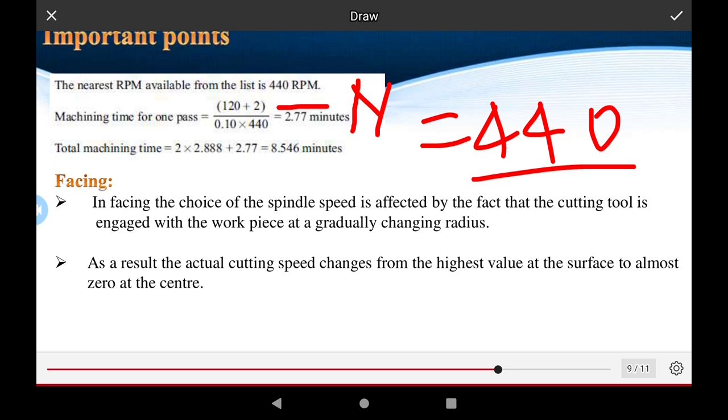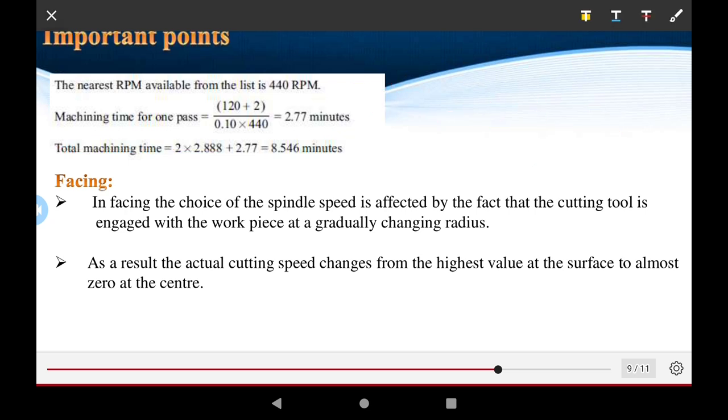So this is the number of passes of the machine, and this is the value for one pass: (120 + 2) / 0.1. Okay, and multiplied by N, which is given as 400. And this is the value of one pass, 0.277 minutes, and then the total machining time.